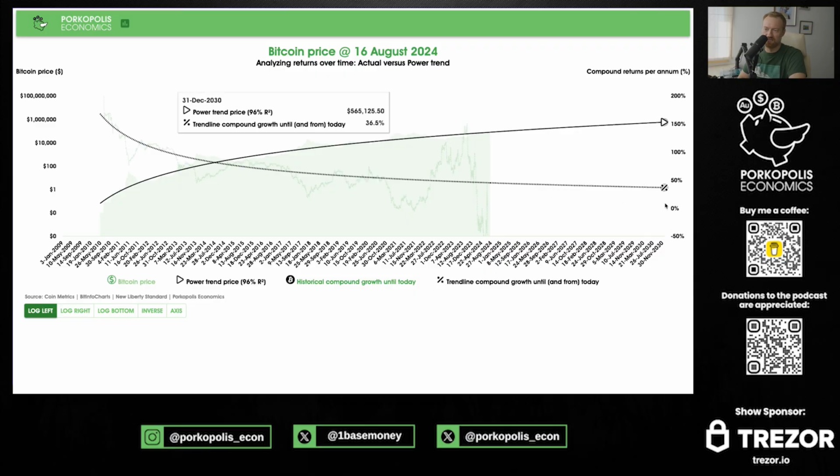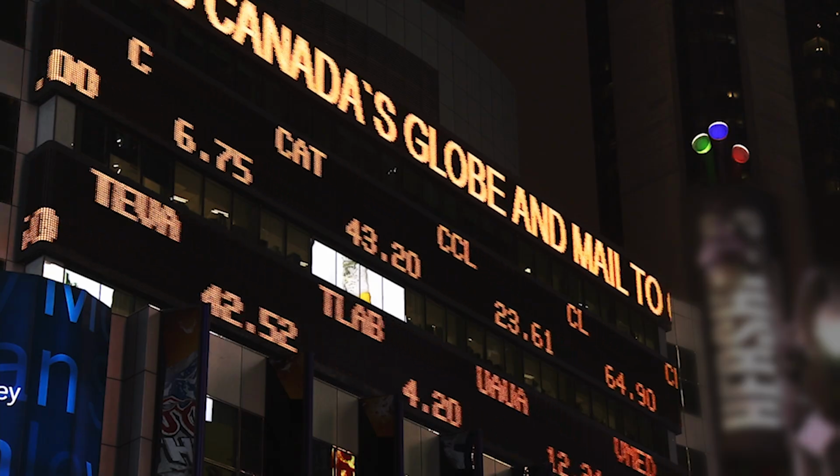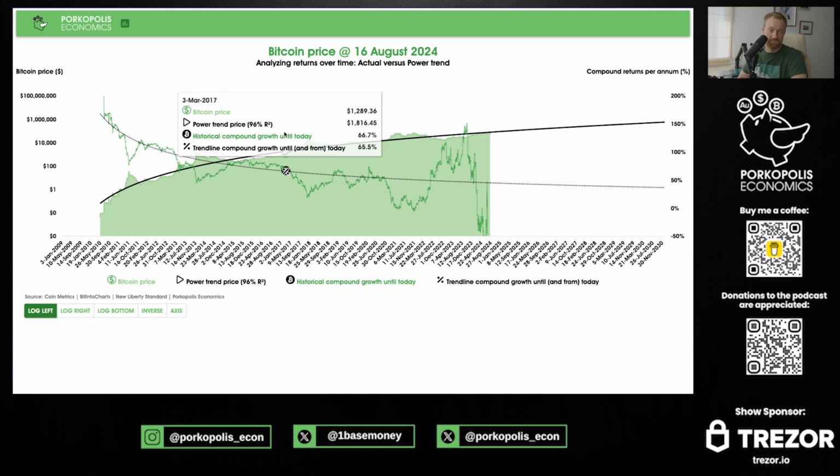Let's go all the way out to the end of 2030, 36.5% per year based on the power curve, the power regression, 96% R-squared regression trend line for Bitcoin. So these are strong numbers regardless. Like I said, stocks, bonds, 5% per year, 7% with dividends on stocks, maybe 9%. Long are the days where you get 20% on 10-year government bonds. Maybe they'll come back with such high inflation. Fine. But Bitcoin's still well above that.